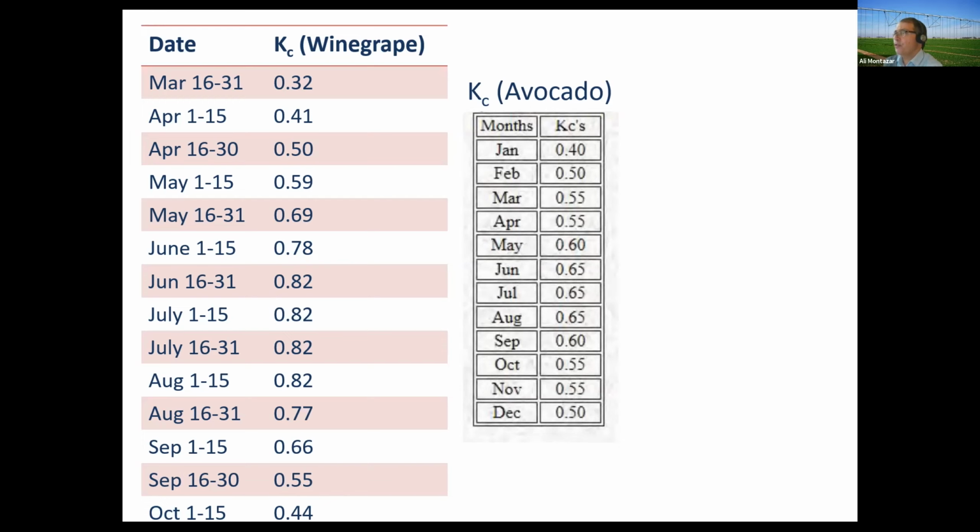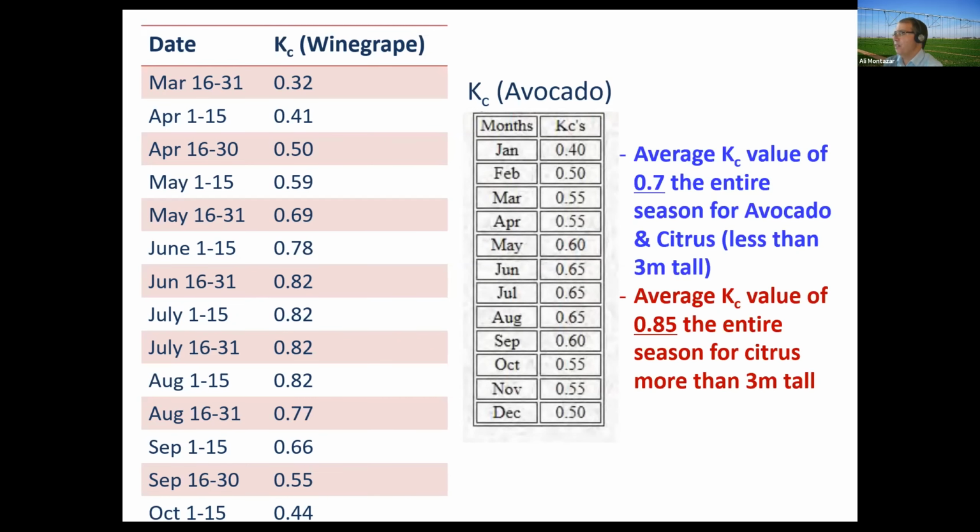The other table shows KC values every 2 weeks for grape. There are also some very general recommendations for avocado and citrus. For example, it's based on how tall the trees are. If the trees are less than 3 meters tall, or 10 feet tall, you can consider a KC value of 0.7 for the entire season.